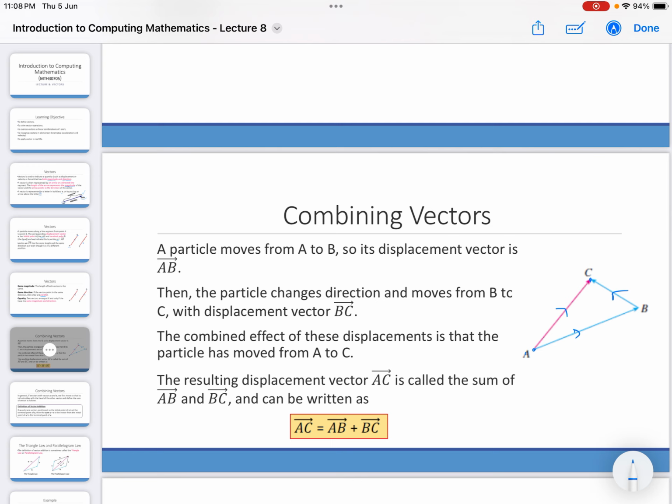The resulting displacement vector AC is called the sum of AB and BC. And we can write it like this: vector AC equals vector AB plus vector BC.